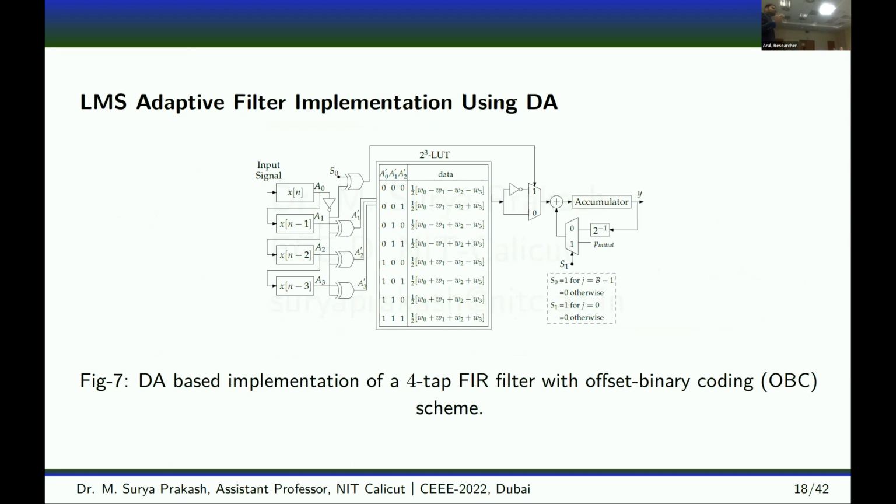So this is the implementation of the FIR filter using distributed arithmetic, and in fact it uses the OBC scheme. The main challenge involved now for the implementation of the adaptive filter is to update all these partial products from time to time.